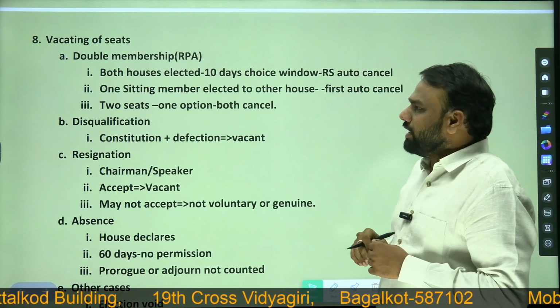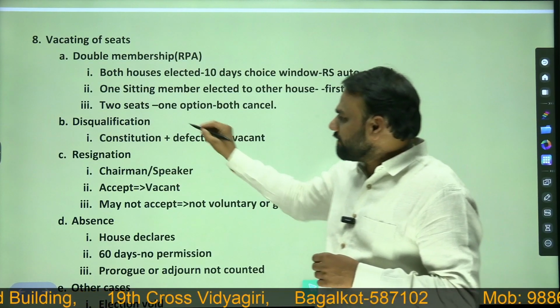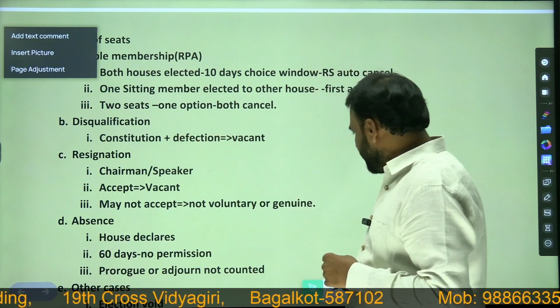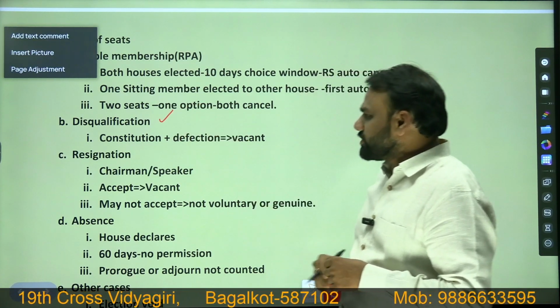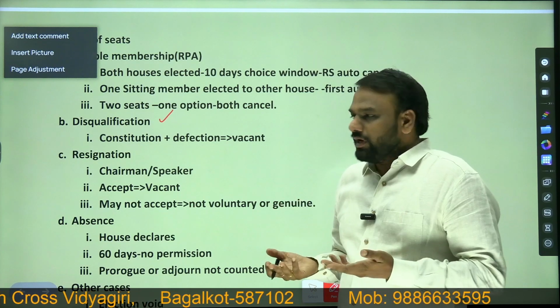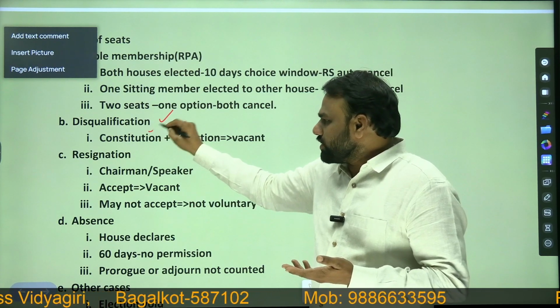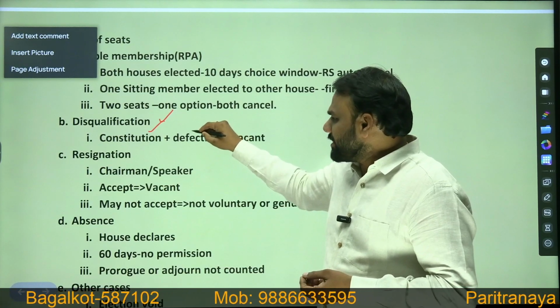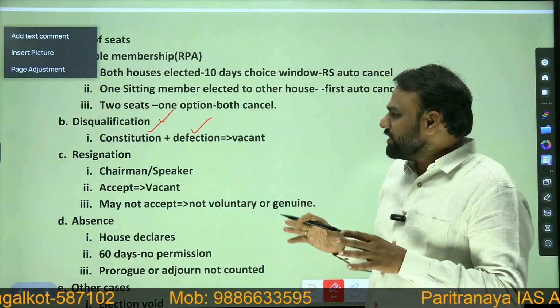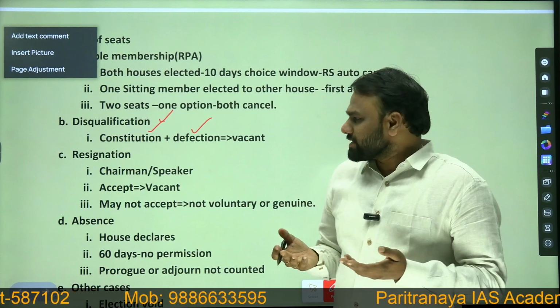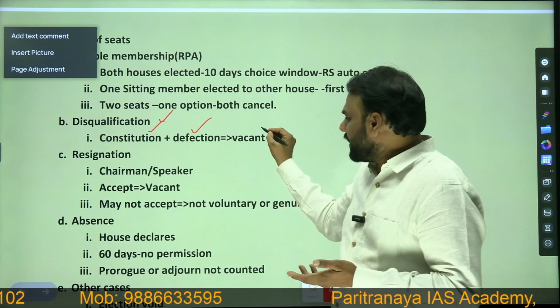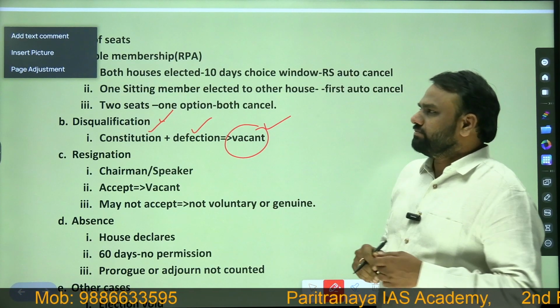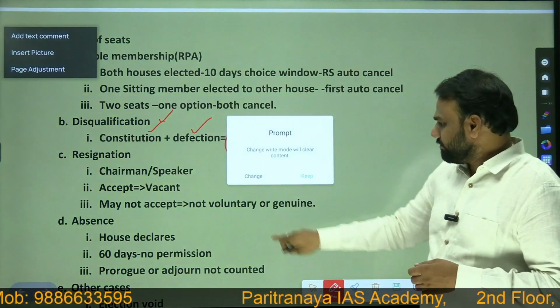This is one type of vacating of seats. Another one is disqualification. In the previous class, we discussed the different grounds of disqualification. The disqualification may be based on constitutional grounds, the Representation of People Act, or defection. In any of these cases, when a person is disqualified, that seat automatically becomes vacant.